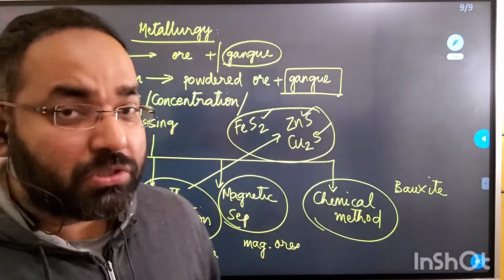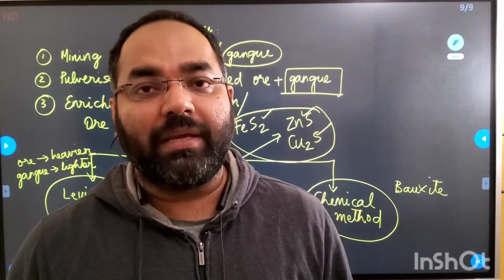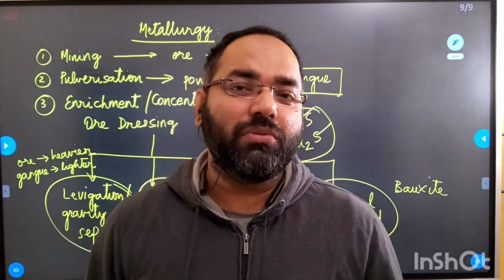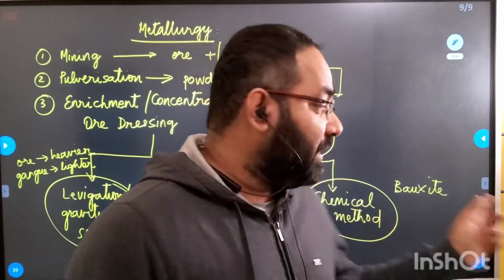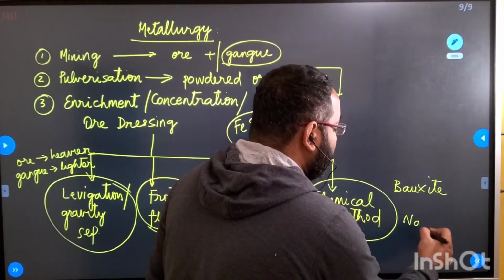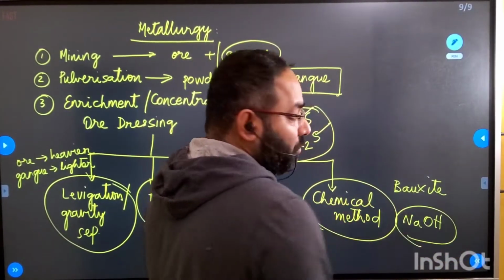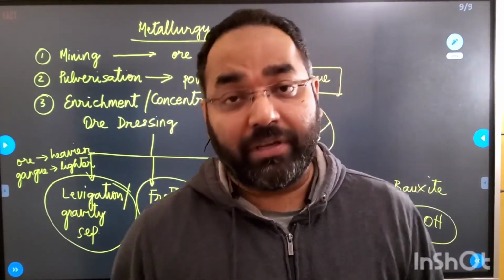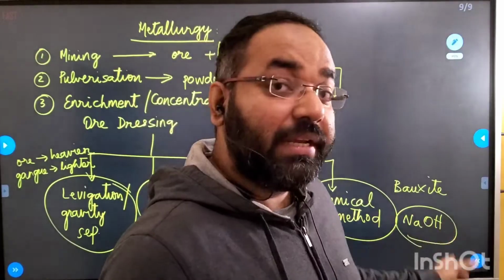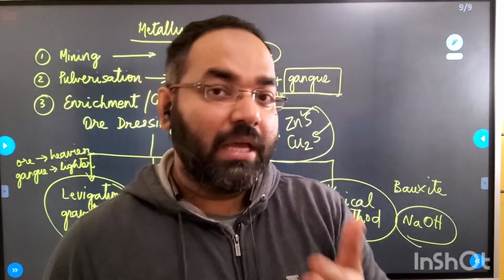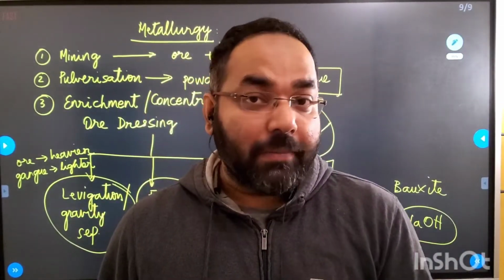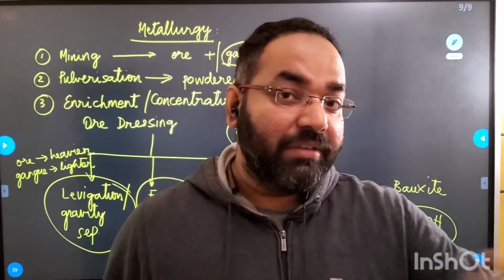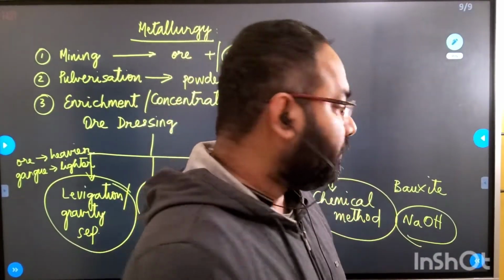Magnetic separation is mostly used for magnetic ores like magnetite and all of that. They're mostly made of iron. Chemical process is used predominantly for bauxite, and the chemical that you use here is sodium hydroxide. The reason why you use sodium hydroxide is because bauxite contains aluminium, which is amphoteric. And since it is amphoteric, it is going to dissolve in sodium hydroxide. And in that step itself, the gangue particles can get separated out. So aluminium will go away with sodium hydroxide, leaving all the gangue particles behind.